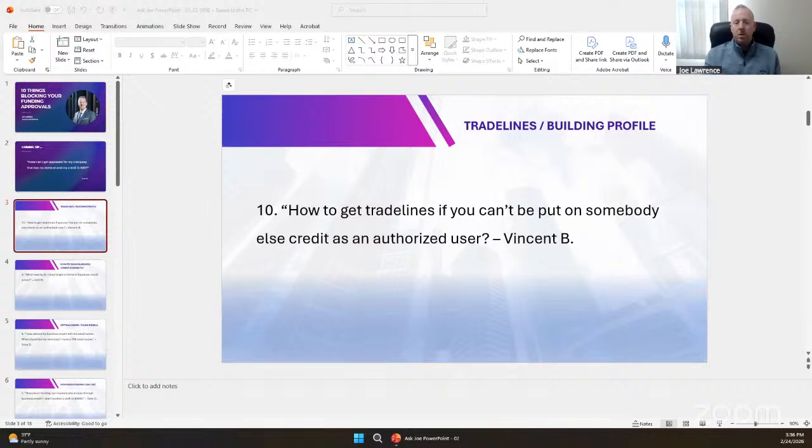What if you're 22 years old and you're trying to get credit and you got your first card at 18 and you only have 4 years of credit history? Well, if you're added to someone's credit card as an AU and it's 10 years old or 15 or 20 years old, that seasoning is going to help your personal credit profile.